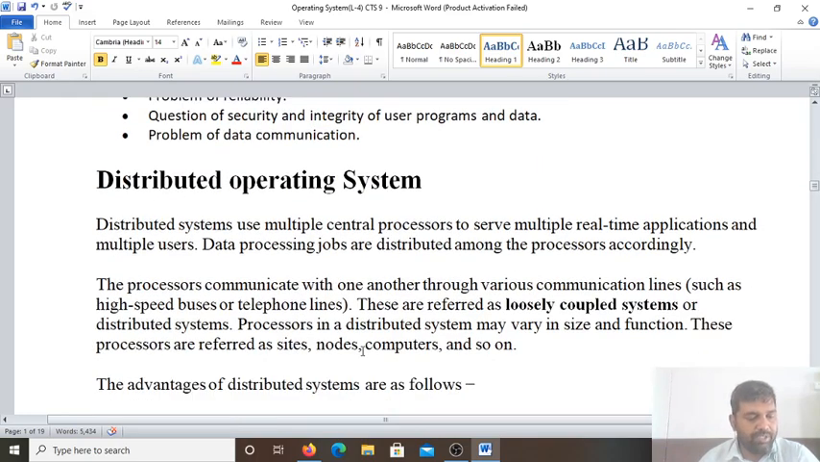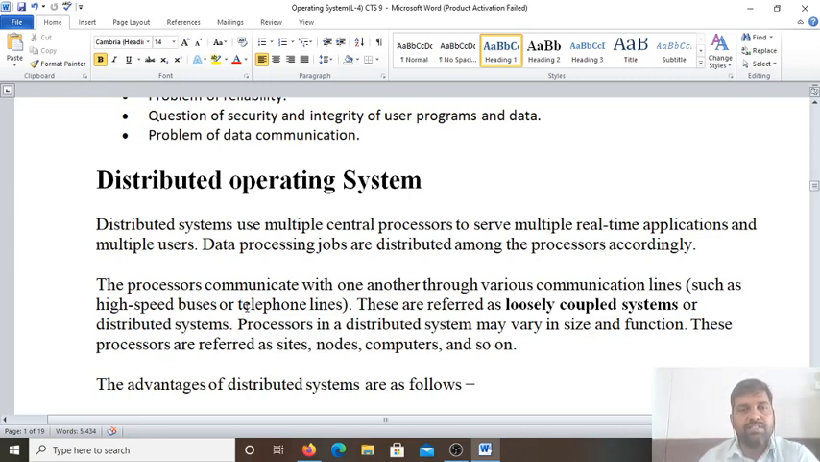Next is the distributed operating system. So a distributed operating system uses multiple central processors to serve multiple real-time applications. There, multiple central processors are there. Processors are divided into cores, like quad core and octa core. Quad core means the CPU is divided into 4 parts. That is logical. There is one CPU, but logically its whole working method is divided into 4 categories, so it can handle 4 jobs simultaneously. In octa core, 8 jobs can be handled by the CPU at the same time.